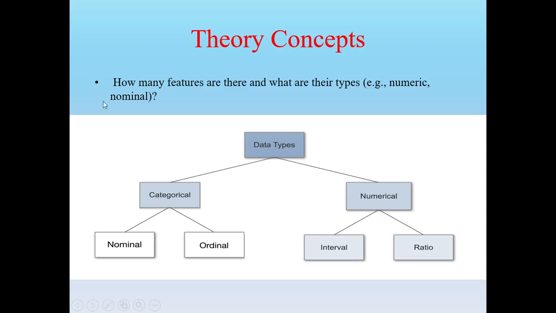Now I am turning to the theory concept. The first operation is how many features are there and what are their types, for example, numeric and nominal. First, we have to understand what is given in the IRIS flower dataset. This dataset consists of 150 samples, and in those 150 samples we have 5 attributes: sepal length, sepal width, petal length, petal width, and species. In the species we have 3 classes: Iris setosa, Iris virginica, and Iris versicolor.